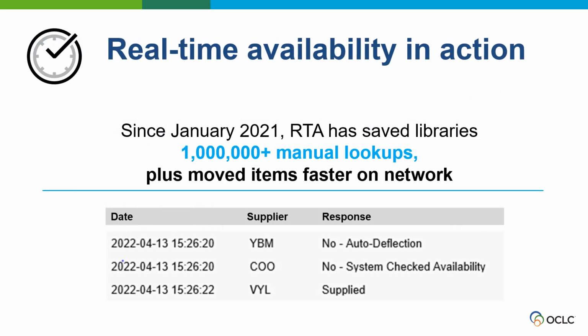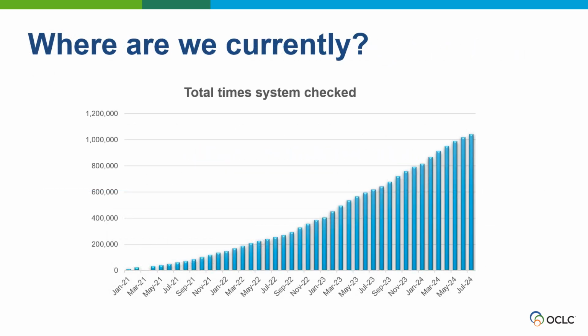So, real-time availability in action. Since January 2021, RTA has saved libraries over 1 million manual lookups. Plus, it moves the item faster on the network. Here are some examples of what you see in the request history. Again, you'll notice from the system checked availability, the time it took was less than 2 seconds. So where are we currently? The total number of times the system checked by RTA has increased from a few hundred to over 1 million requests.